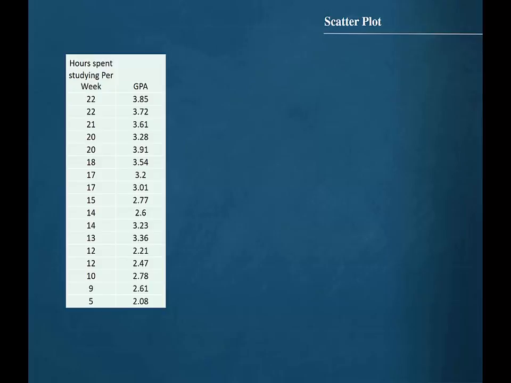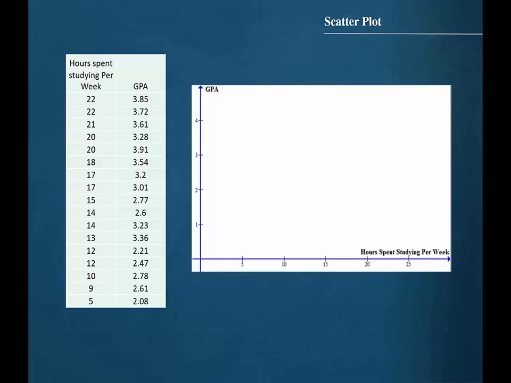If we plot these correlated variable values as ordered pairs on a graph, the graph would be called a scatter plot. We will begin by labeling the horizontal axis as the number of hours spent studying per week and the vertical axis as GPA. Now begin by plotting the ordered pair (22, 3.85). This would correspond to a student who spent 22 hours per week studying and has a GPA of 3.85.